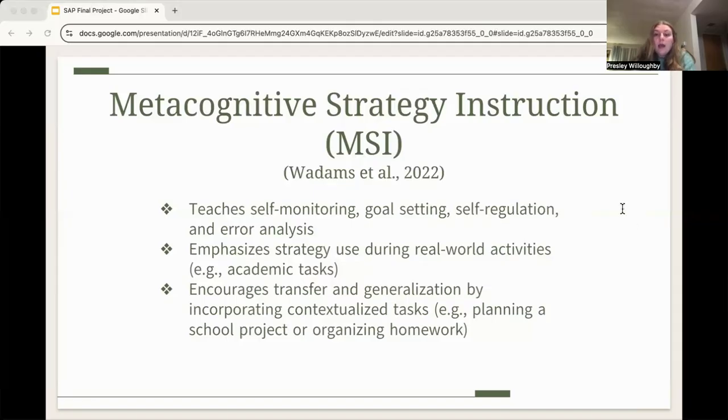Unlike APT, MSI embeds strategy practice within real-world functional tasks, such as organizing school materials, completing assignments, or planning projects. And this makes MSI particularly effective for promoting generalization, which is essential for a student who's returning to school. So adolescents, including this 13-year-old client, are developmentally ready to engage in this sort of reflective thinking and strategy use, making MSI appropriate for this particular client.